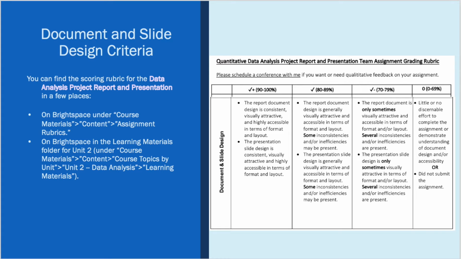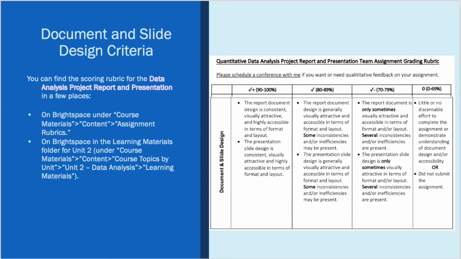You can find the scoring rubric for the data analysis project report and presentation in a few different places. By now, you've seen that you can locate many of our course materials by clicking on Course Materials on Brightspace and then selecting Content. There are two specific content folders where you can find the scoring rubric.